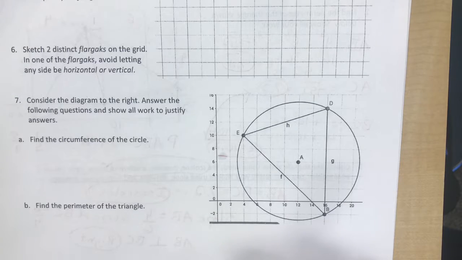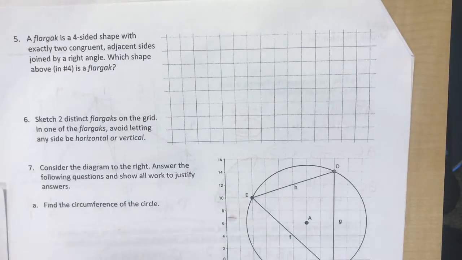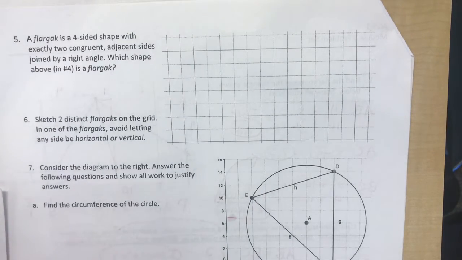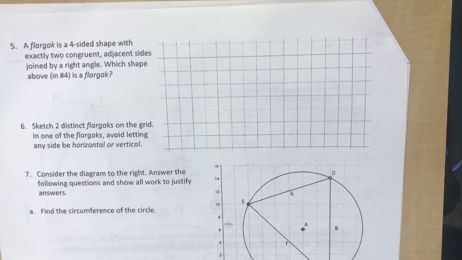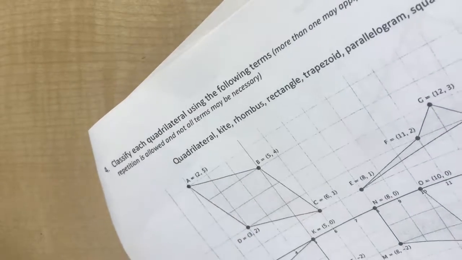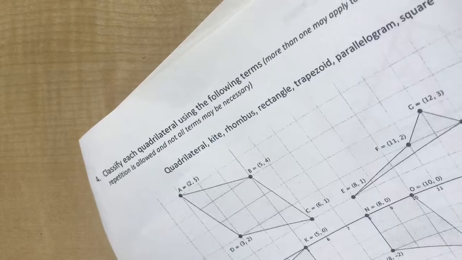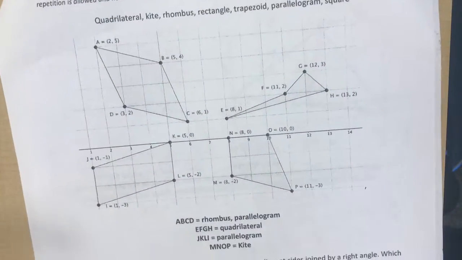So on this page, let's see, do I have time on the video to make another one? We will try. A flargag is a 4-sided shape with exactly 2 congruent adjacent sides joined by a right angle. Which shape above in number 4 is a flargag, I guess it's called. So actually, let's just start a new video with this one.